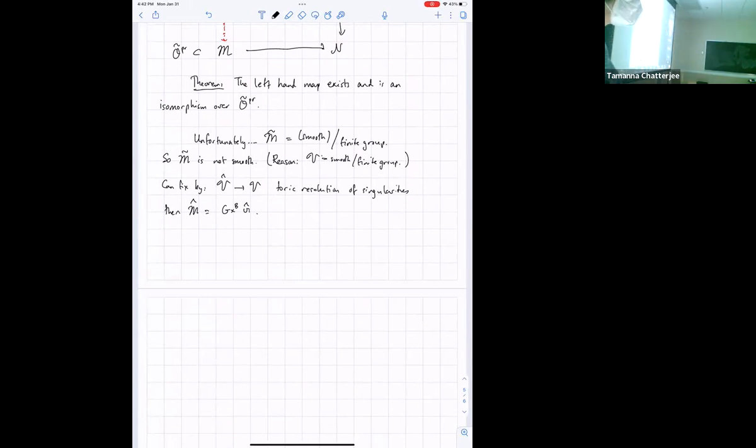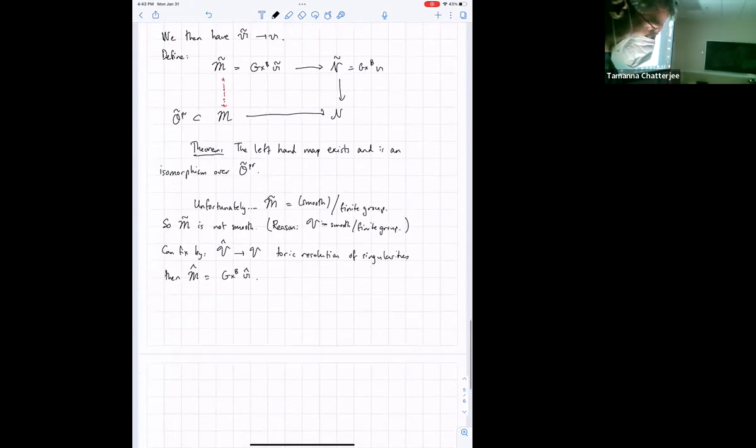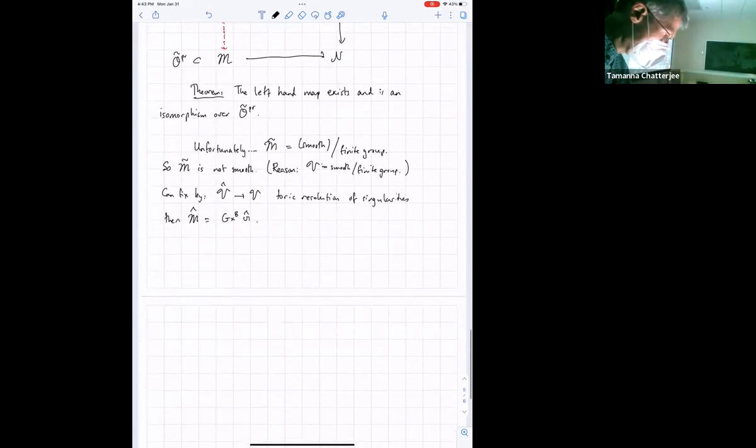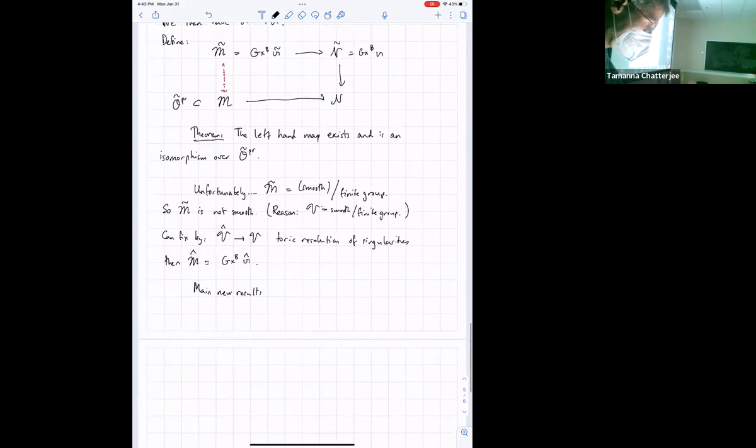So at this point, maybe it would be helpful if I do a simple, low-dimensional toric example to show you how concrete this is. In any event, the main theorem I talked about at the start of this talk, the main new result, is actually considering the fibers of this composition, not M tilde to N, but going all the way down to N.